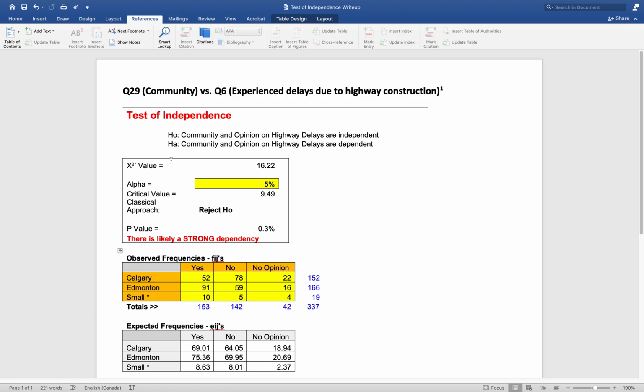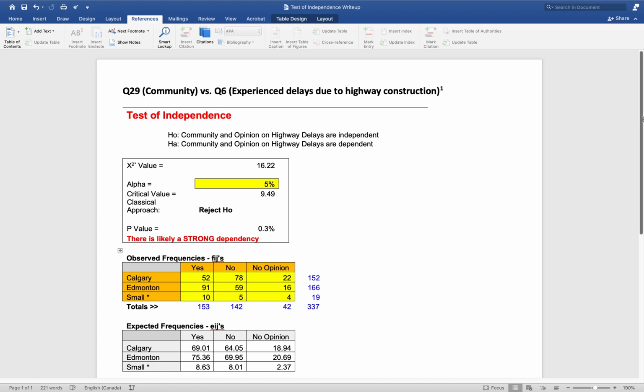First of all, at the top here, I put down the question numbers from the survey. Of course, this is a made-up question, but let's say they were questions 29 and question 6 from the survey. And so we see what those questions are. They're about community and they're about experience delays due to highway construction. And that's very useful for when you're reading. And then I've got a footnote here.